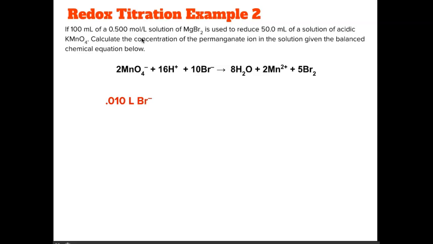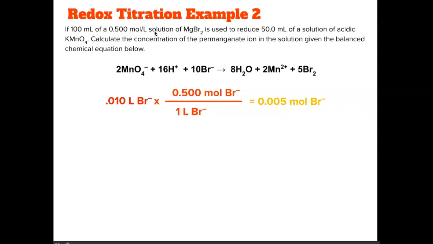So what I need to do is figure out how many moles of bromine ions I have. I'm going to take my volume of bromine ions, which is 100 milliliters, which is the same thing as 0.01 liters of bromine. And then I'm going to multiply it by its molarity. I know that 1 liter of bromine has 0.5 moles of bromine ions in it, according to this up here. So that means that I have 0.005 moles of bromine.